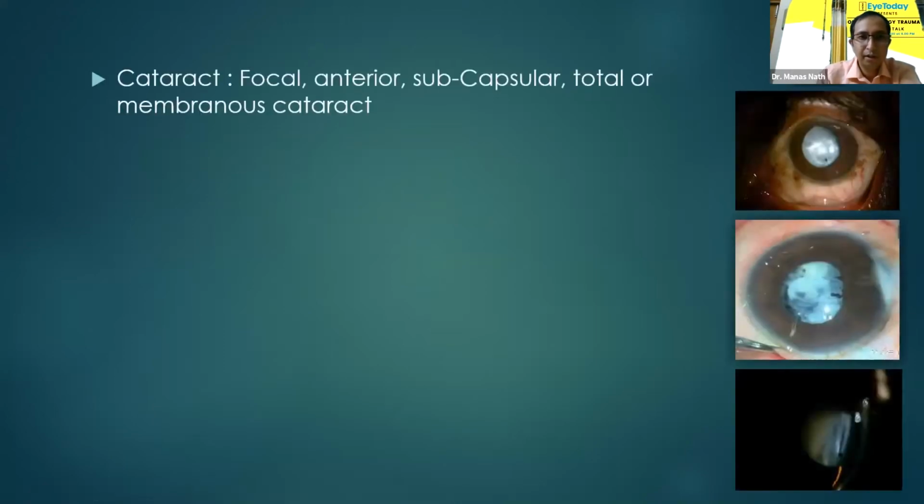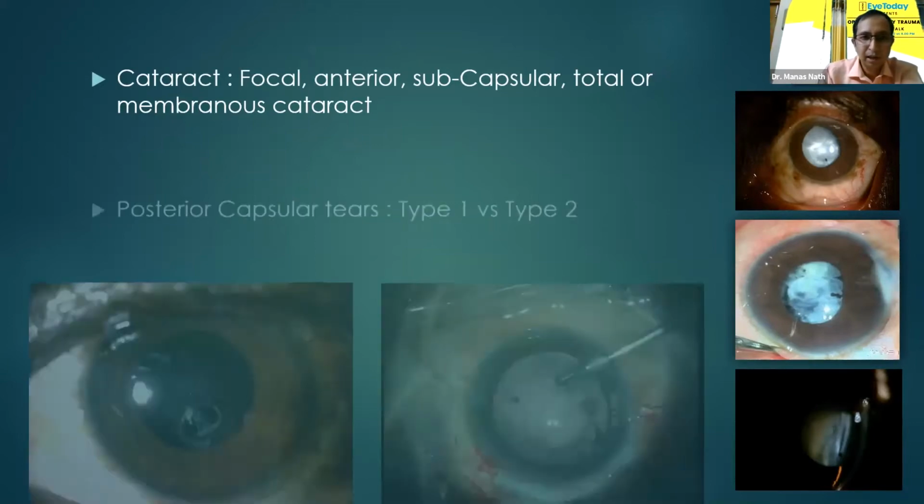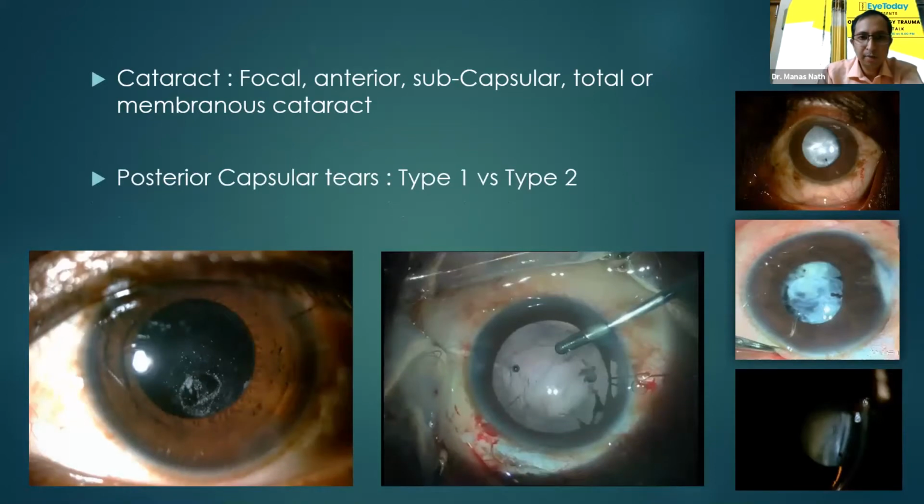So the cataract can be of various types, starting from focal to total or membranous. And the posterior capsular tear can be of two types, type 1 and type 2. In the picture on the left side, you can see that this is the type 1 tear where the margins are quite thick and fibrosed. And it suggests that the trauma has happened long back. One of the advantages is that during intraocular surgery, this kind of tear is not going to extend to the periphery, and one can even plan to place an intraocular lens within the bag.